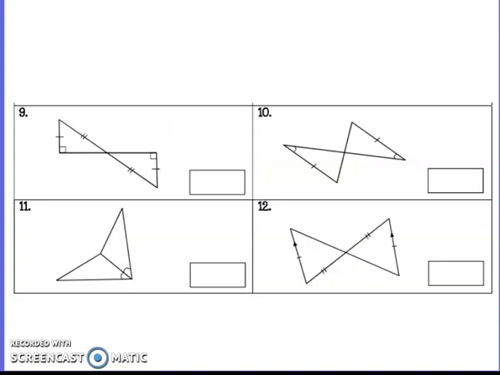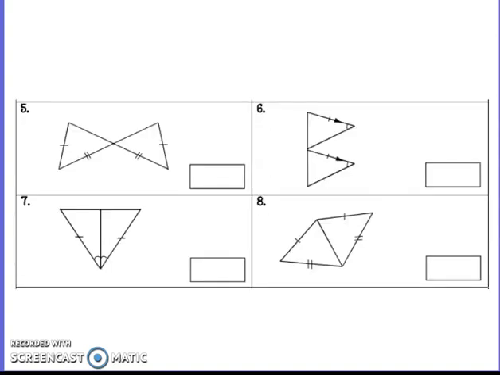If I look at number 9, actually it skipped a page, I apologize.